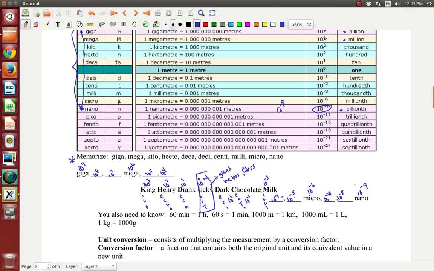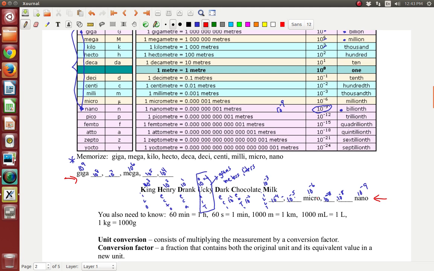So you see that there's a spot for each place. Now the way that we memorize this is we go giga-space-space, mega-space-space, King Henry drank Ucky dark chocolate milk, space-space micro, space-space nano. Now we say that to a rhythm, and we're going to say it over and over again for a few minutes here, and it helps us to be able to memorize all of this from the beginning all the way to the end so that we can write it quickly.